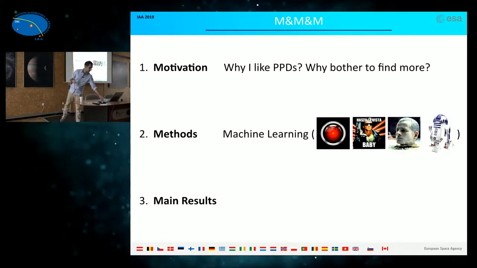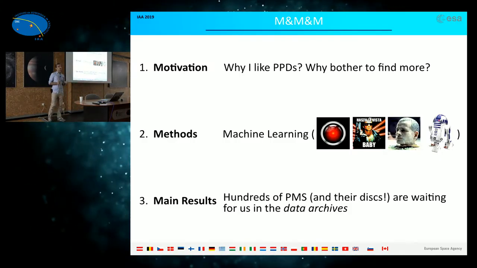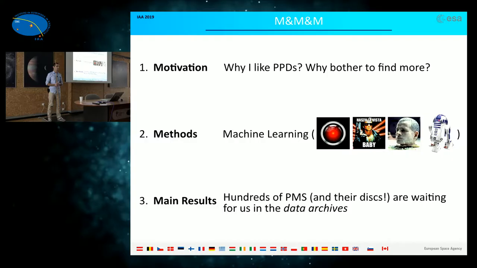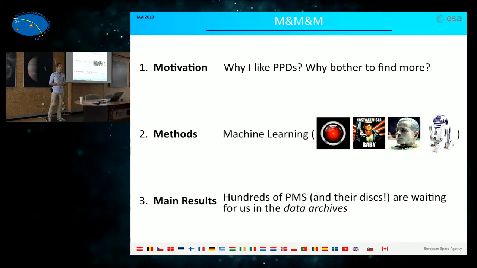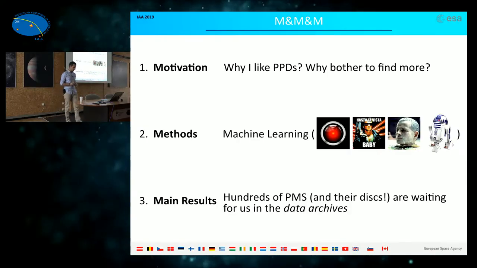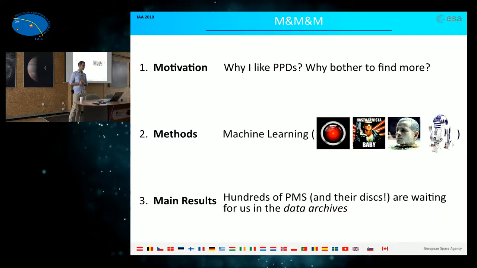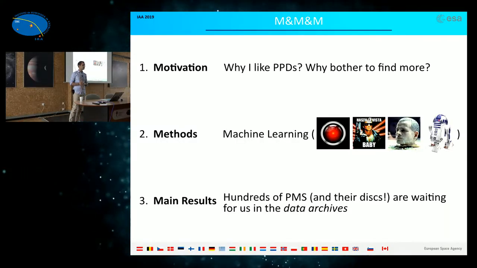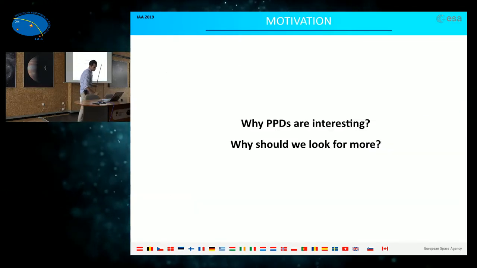And one of my main conclusions is that there are hundreds, if not more, of pre-main sequence stars hidden in the data archive waiting for us to be discovered. And I'm actually nowadays more and more into researching using the astronomical data archives, and there are many, many things that you can find down there.